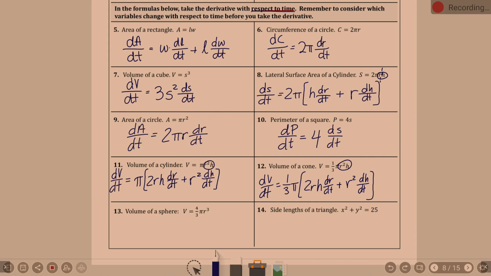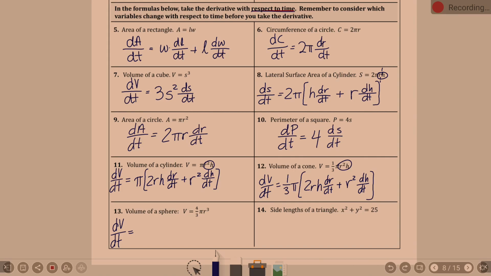Okay, 13. Volume of a sphere. Derivative of V is going to be dV/dt. This one. Can we do 4/3 times 3? I would.